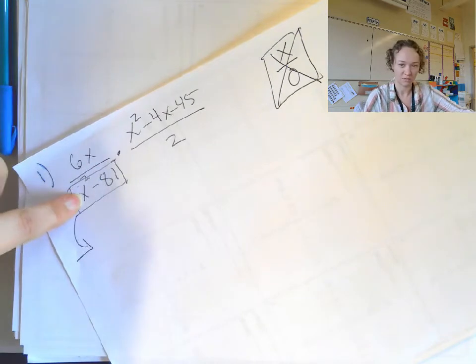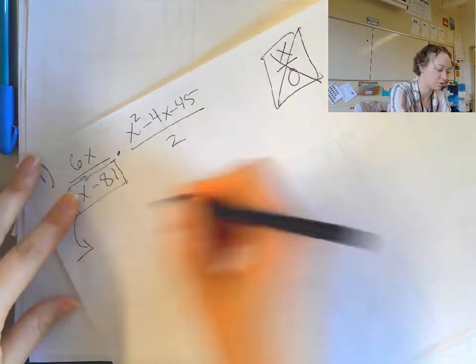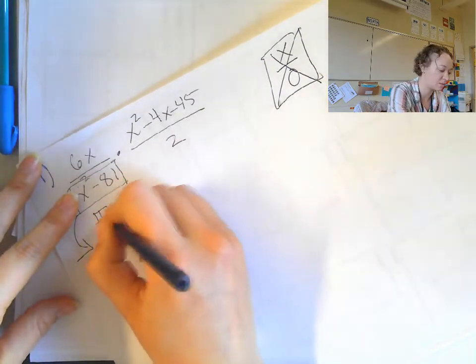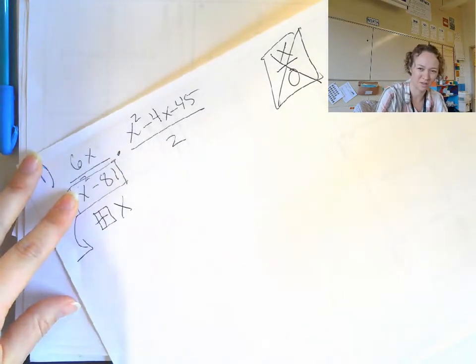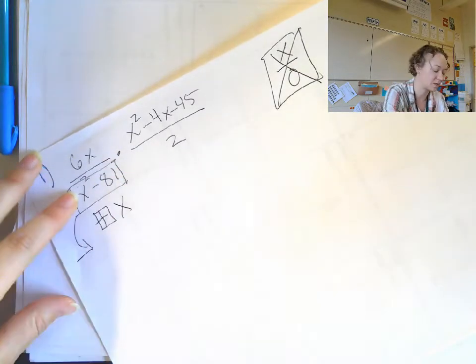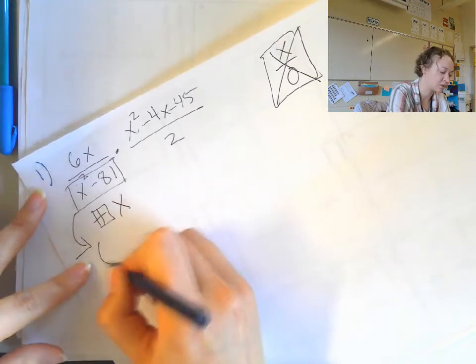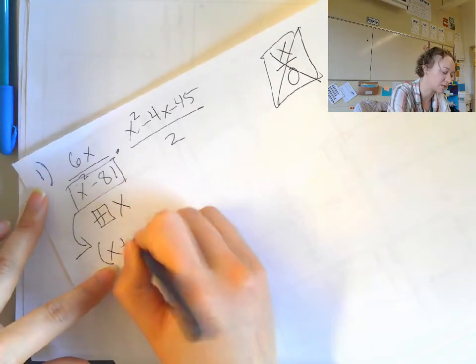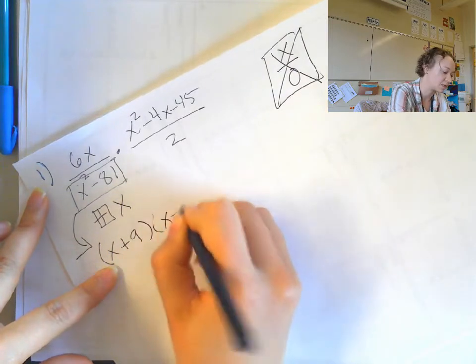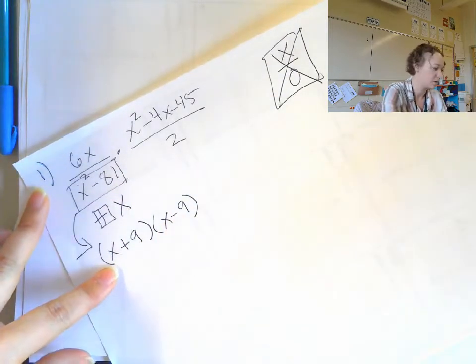So this one here is a difference of squares. You might have learned it using a box and diamond. I don't think I taught it to you that way. I don't think I had you for algebra. But however you would factor it, you would end up with x plus 9 and x minus 9 for that one.